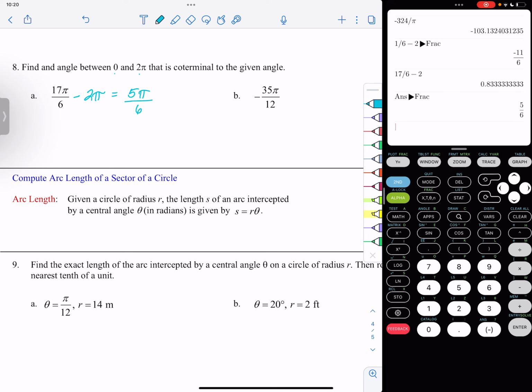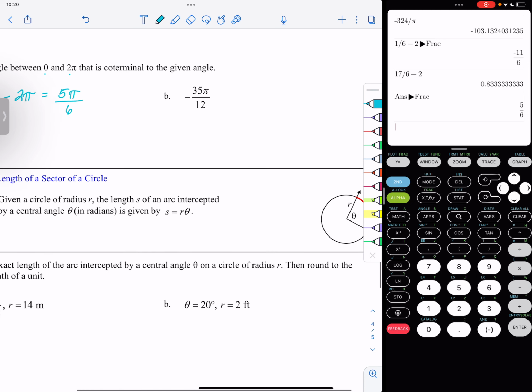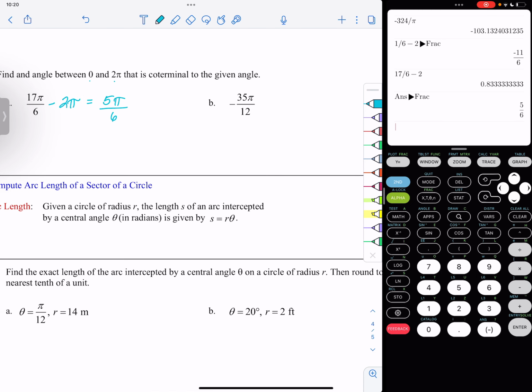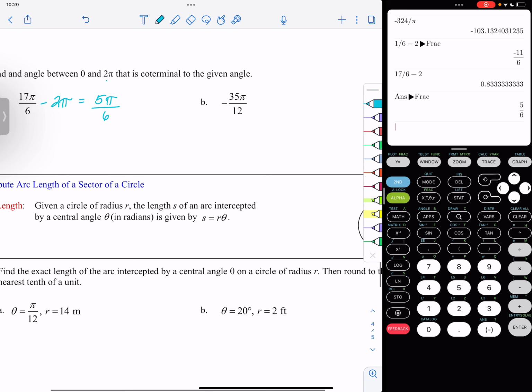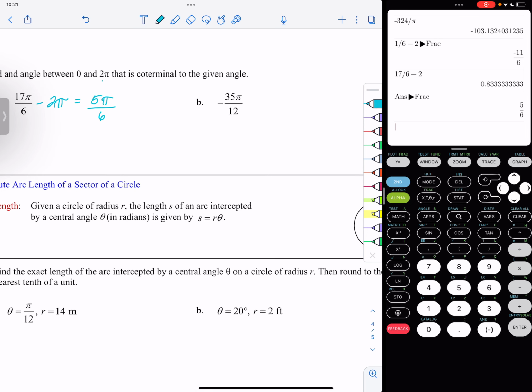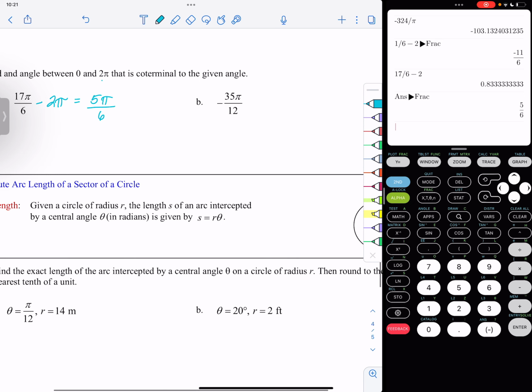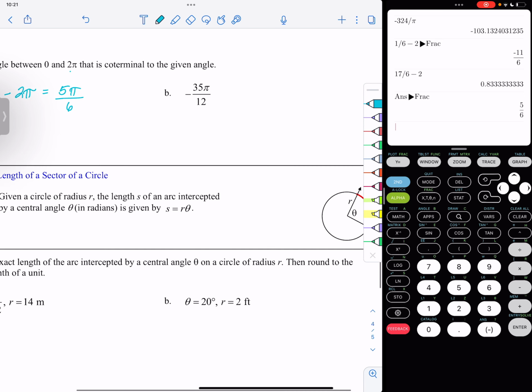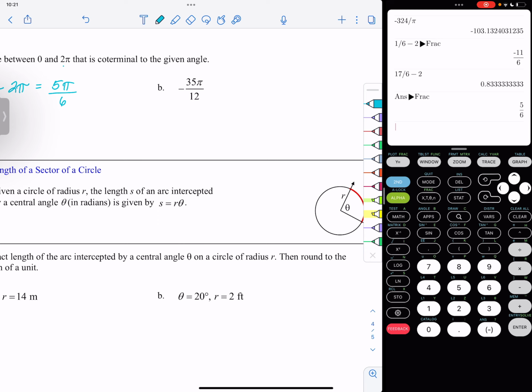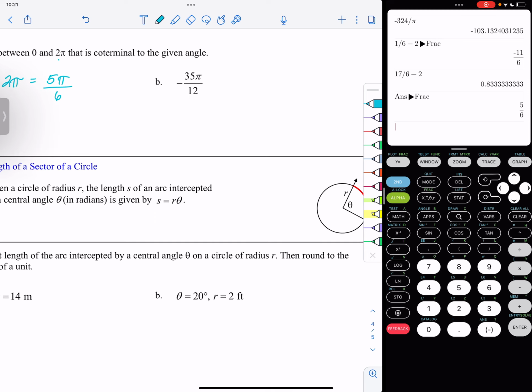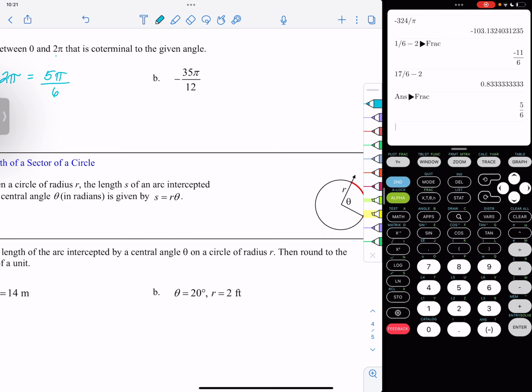Now, let's try B. And 5/6 is between 0 and 2 pi. Okay? 5/6 is just under 1, so that's just under pi. Okay, going to B, negative 35 pi over 12. We need to try to find an angle between 0 and 2 pi. So we're going to have to start adding 2 pi, and let's see what we get.